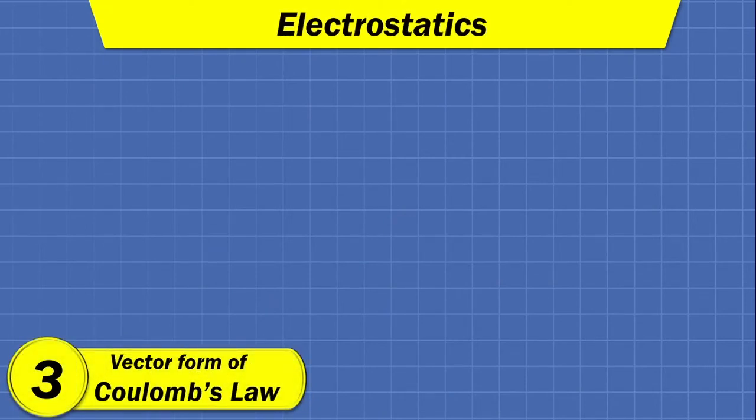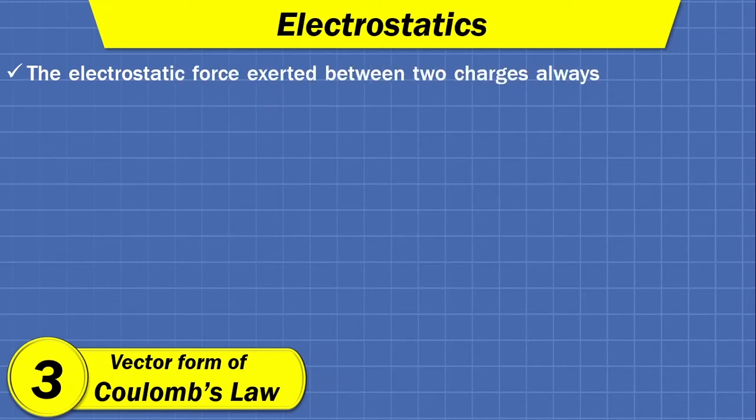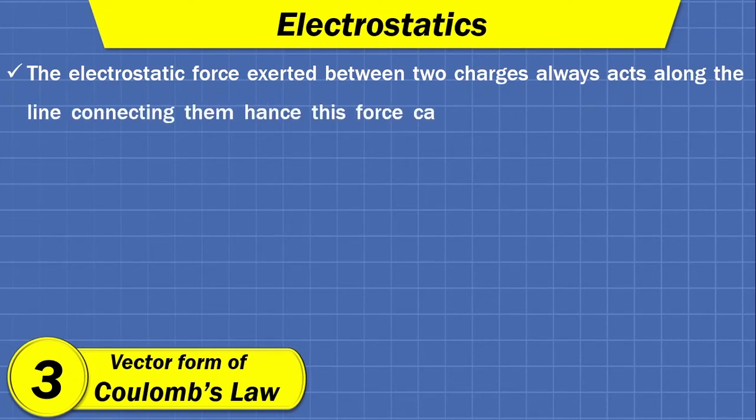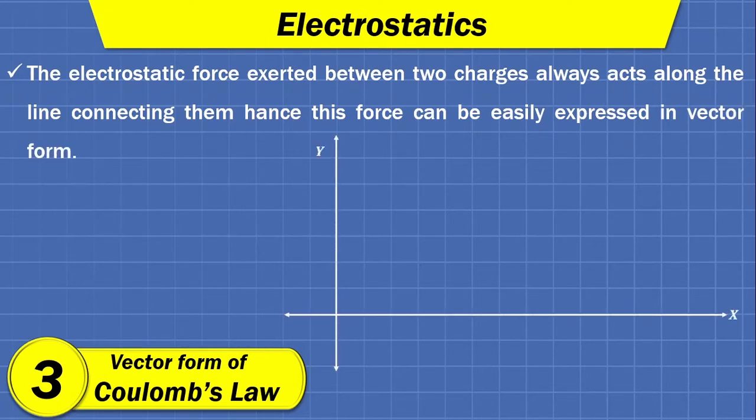Now, vector form of Coulomb's law. The electrostatic force exerted between two charges always acts along the line connecting them, and hence these forces can be easily expressed in vector form. So let us consider a Cartesian coordinate system. Here, for ease of your understanding, I have kept a two-dimensional Cartesian plane. Fine. Otherwise, the same thing will be equally applicable for a three-dimensional space.